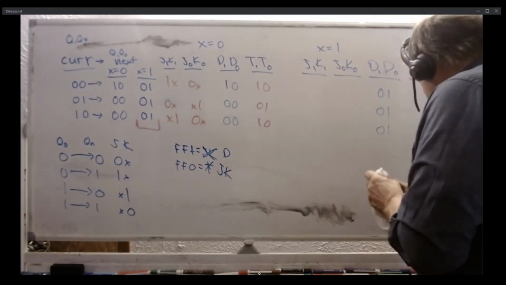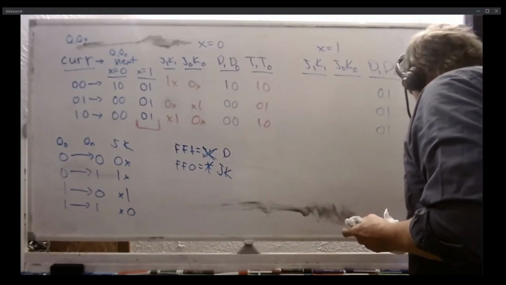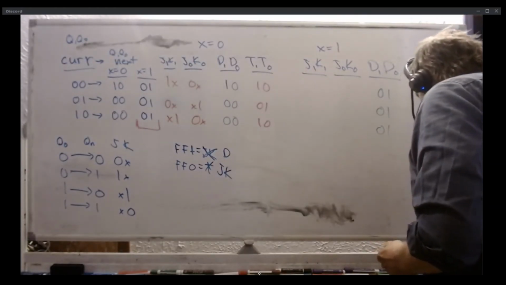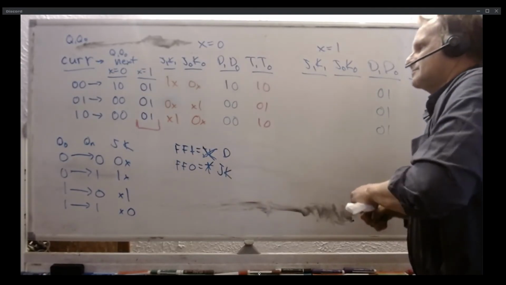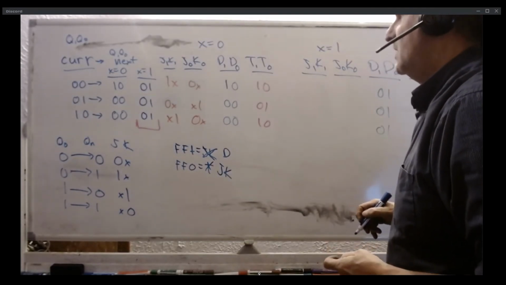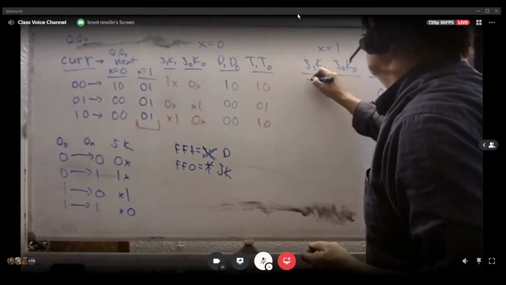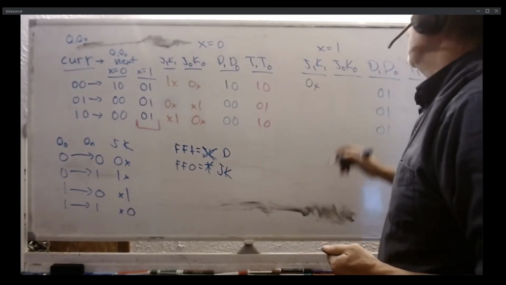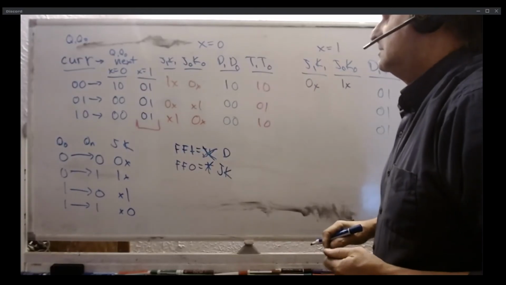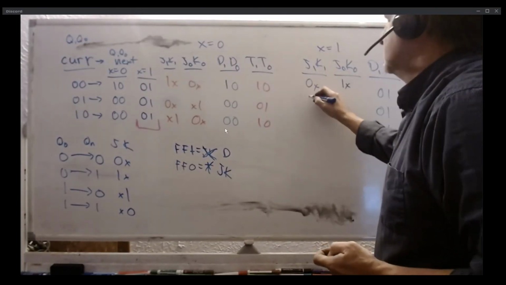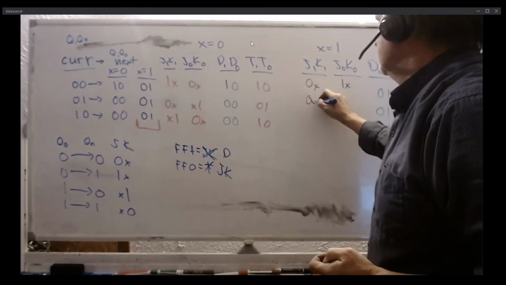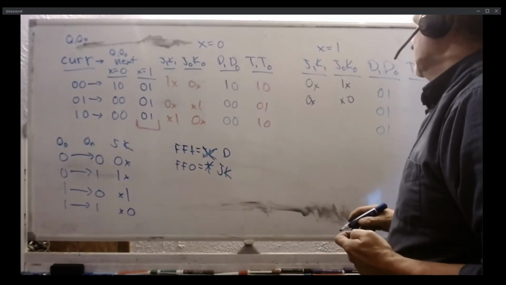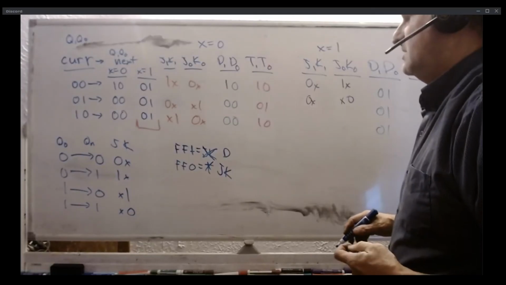Let me change colors for you. 0 to 0. 0, don't care. And then 0 to 1, don't care. 0 to 1, 0 to 1. So that's a 0, don't care. And a don't care, 0. I got my table filled. I'll wait until you're done to check. It's somewhat straightforward.